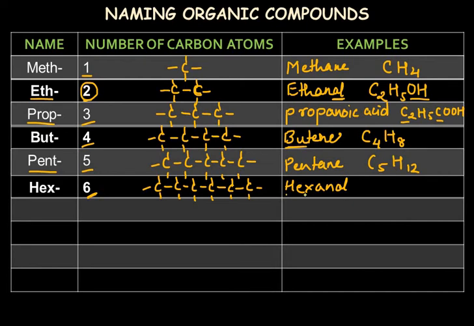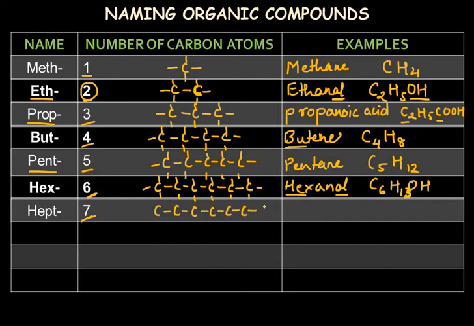So if the starting is hex, it contains 6 carbon atoms, and ol means it should have the OH group also, and the remaining hydrogen atoms, that is 13 hydrogen atoms, 1 oxygen and 1 more hydrogen. Hep means organic compounds carrying 7 carbon atoms, and so the longest chain should have 7 carbon atoms. So here are the 7 carbon atoms.